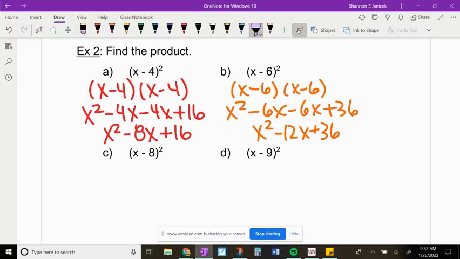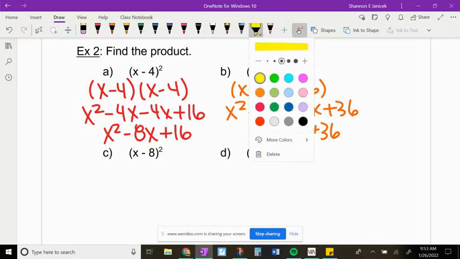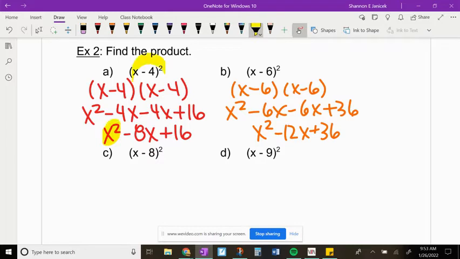So if we look at our pattern again, I have an x squared at the beginning, so I did x squared. At the end, I have a positive 16, so I did negative 4 squared. Negative 4 times negative 4 would get me a positive answer. And then in the middle, same thing. x times negative 4 doubled gets me negative 8x. Same thing happened on the other example. x squared, negative 6 squared, and then the inside doubled.